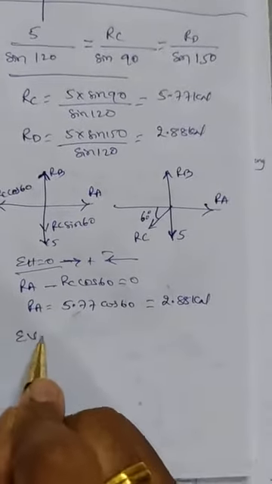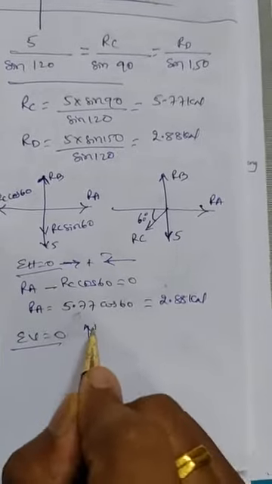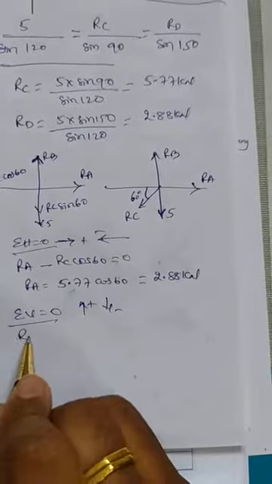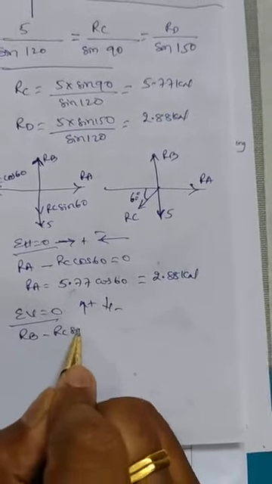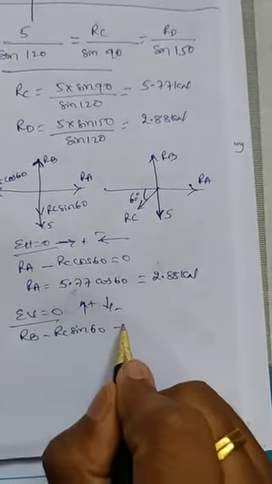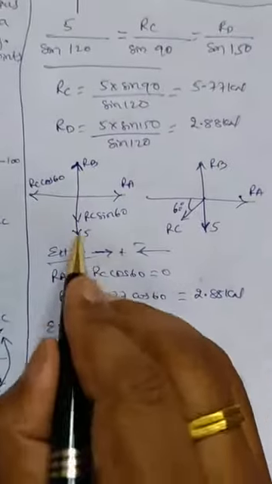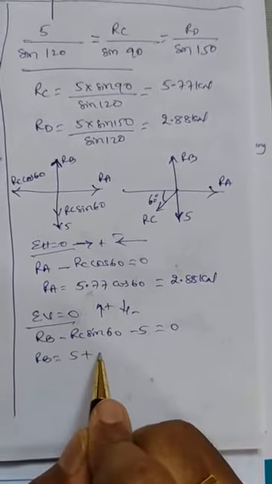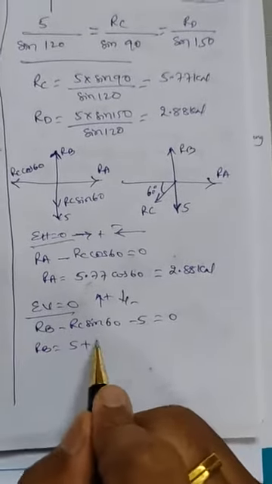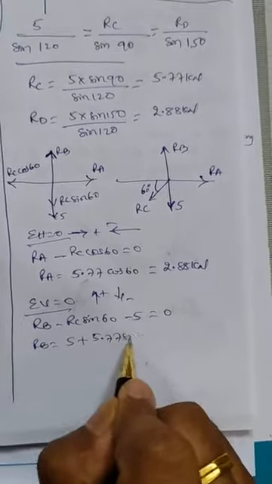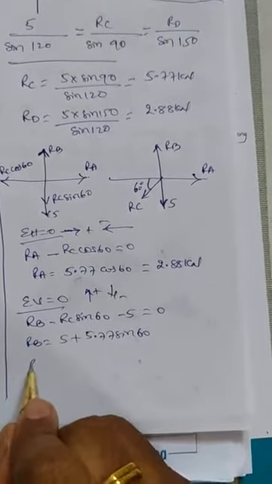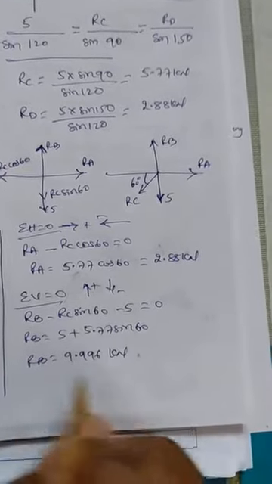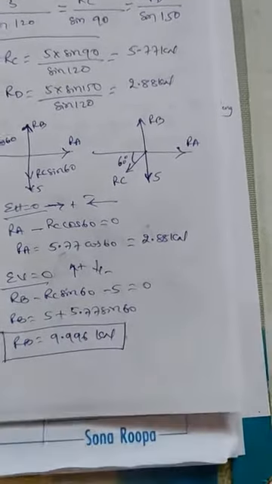Now when you make the summation of V equal to 0, upward acting forces are positive, downward acting forces are negative. Look at this figure. RB is acting upward, plus, minus RC sin 60, minus the 5 kilonewton weight is equal to 0, because both are acting downward. So RB is equal to 5 plus RC, which is 5.77 sin 60. So RB is 9.996 kilonewton. This is the answer.